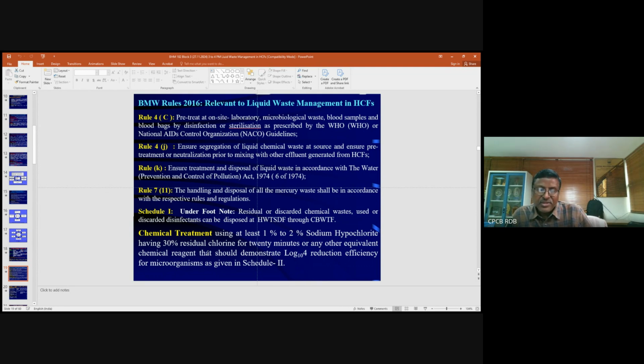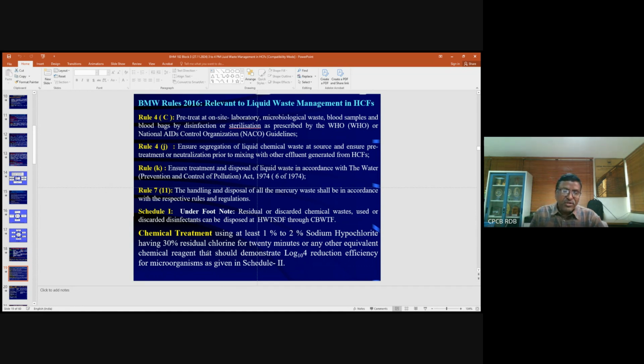According to Rule 7(11), which prescribes that handling and disposal of all the mercury waste shall be in accordance with the respective rules and guidelines. Mercury-based instruments are not being prohibited, but in accordance with the Minamata Convention, all the hospitals should slowly eradicate the use of mercury-based instruments as per the commitment made by the Government of India in that Minamata Convention.